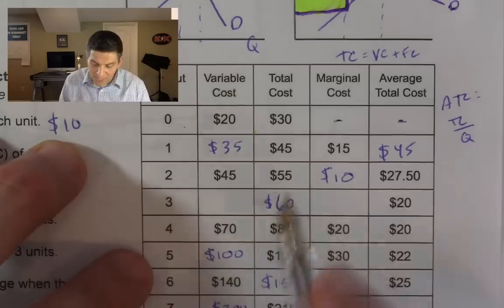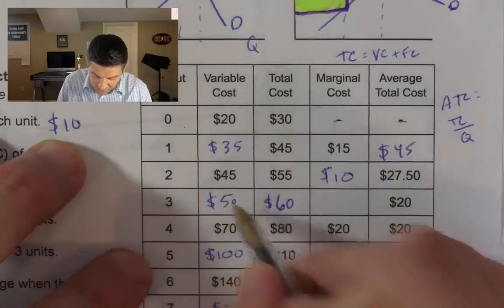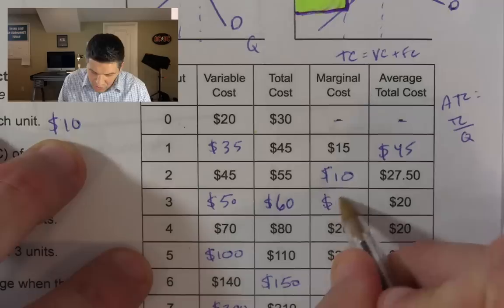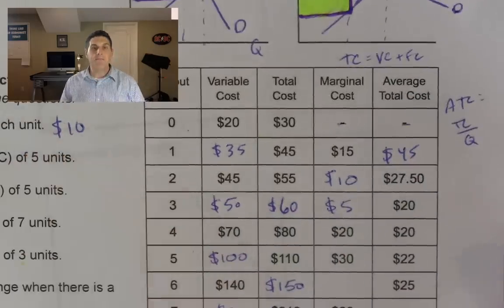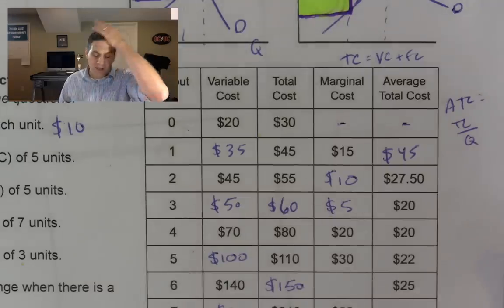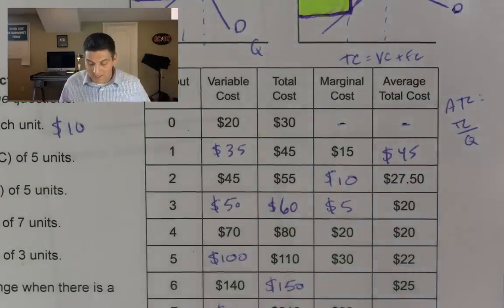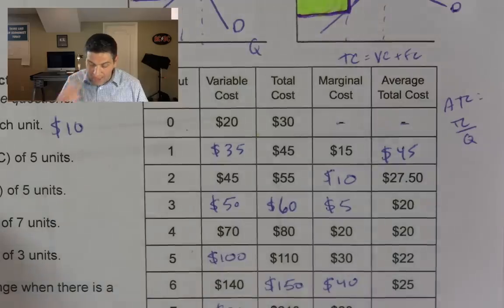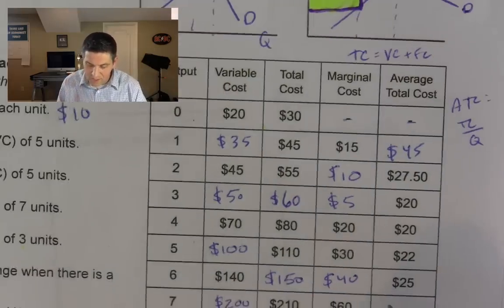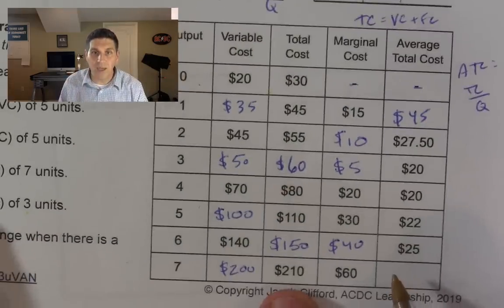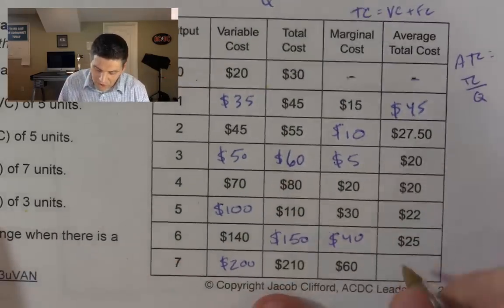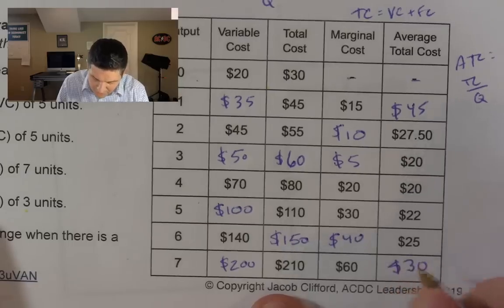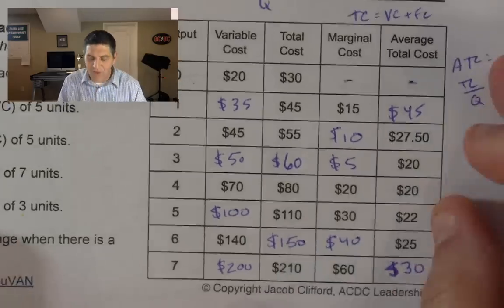And then because we have 60, we can calculate this. This must be 50. We also know the marginal cost is the change in total cost, which must be 5. Okay? Again, if you're totally confused, I apologize. But that's how you get these things. Next one, from 110 up to 50, this is 40. And over here, the average total cost is 210 divided by 7, which is $30 right there.